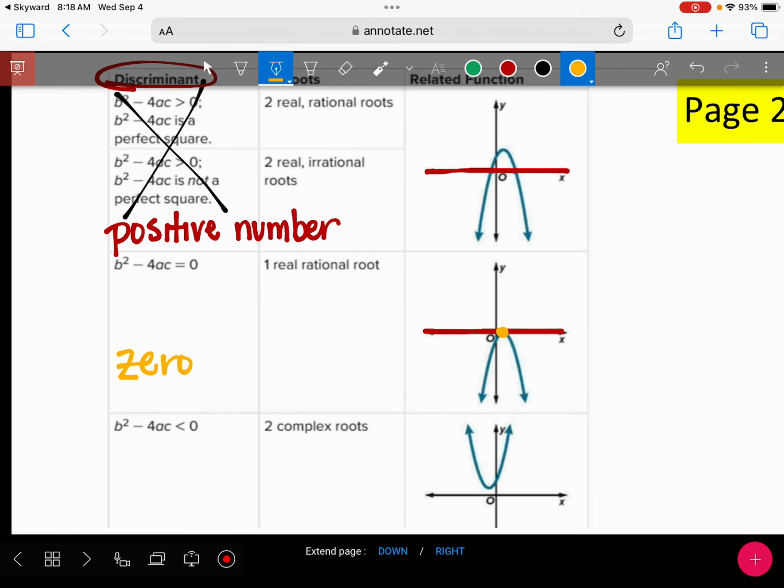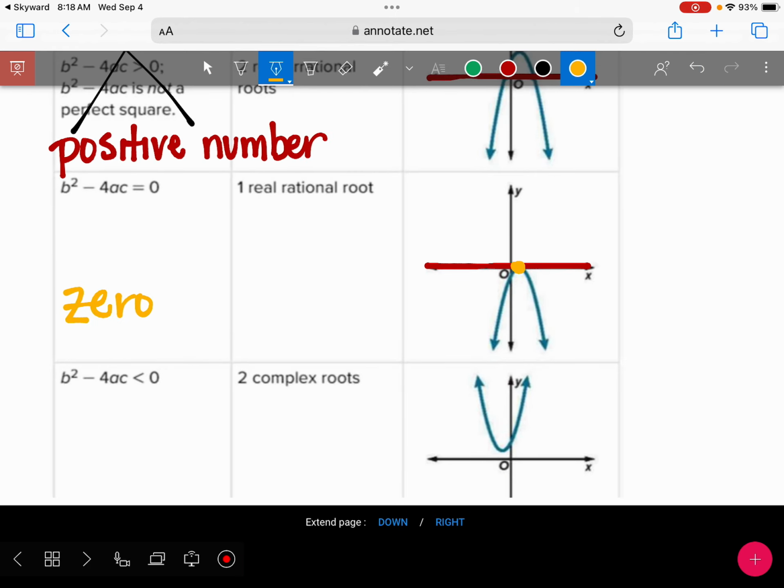And then for this last example, it doesn't touch it at all. So that tells me that my discriminant is a negative number. So today we're only focusing on b squared minus 4ac. We're trying to see if it's a positive number, if it's a negative number, or if it's 0.